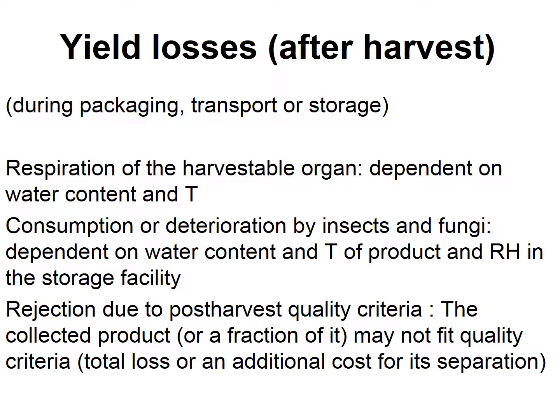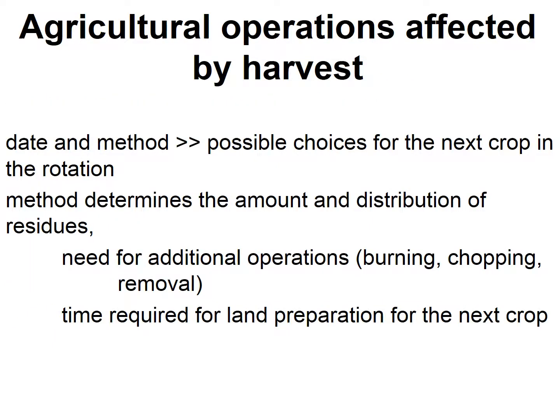After harvest, we might also reject part of the harvest due to quality criteria. If the collected product does not fit quality criteria, we might just reject it, or we might require an additional cost for its separation.